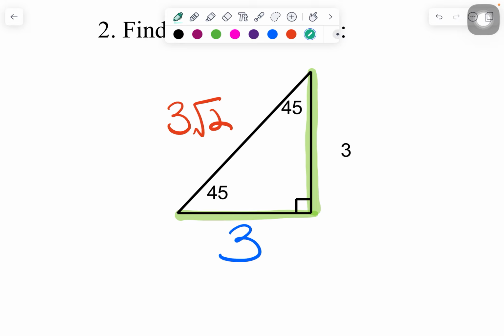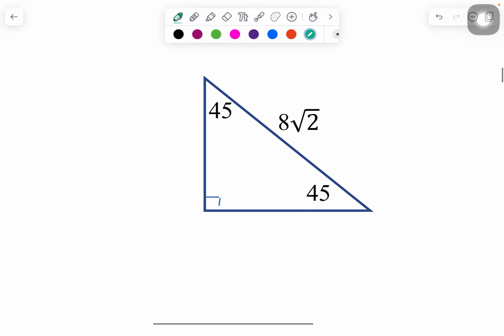Okay, if I move on over to the second triangle, again, I've shifted the picture a little bit.